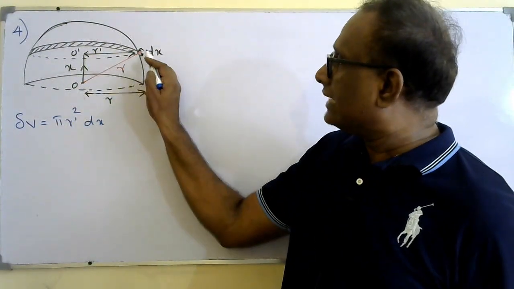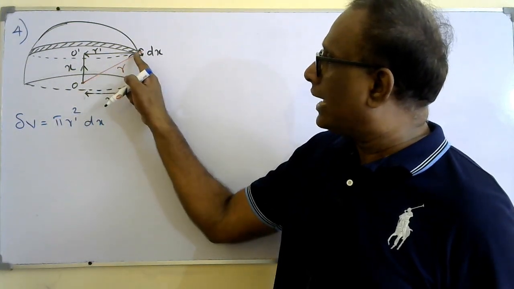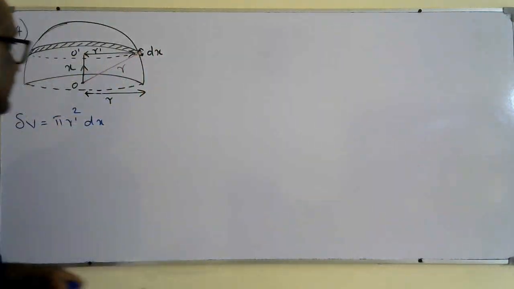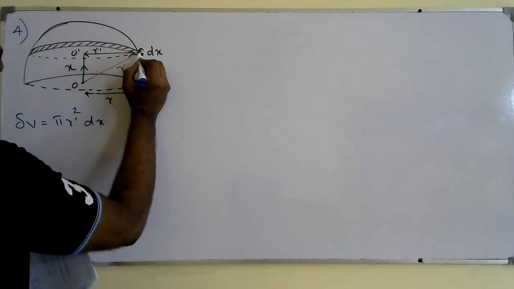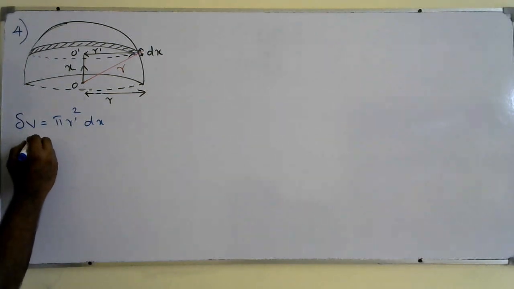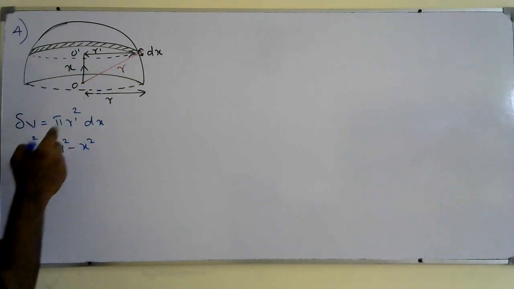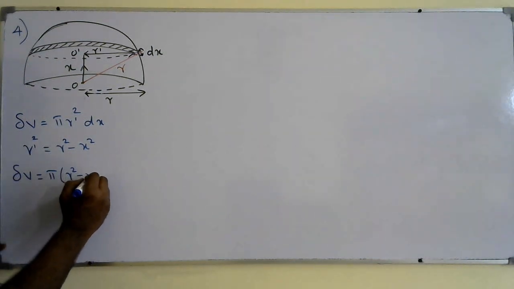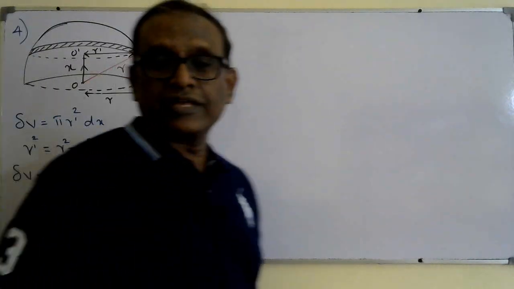In this right angle triangle, according to Pythagoras theorem, with O dash and the circumference point, r dash squared is equal to r squared minus x squared. So substitute there. So delta V is equal to pi (r squared minus x squared) dx. That is the delta V.